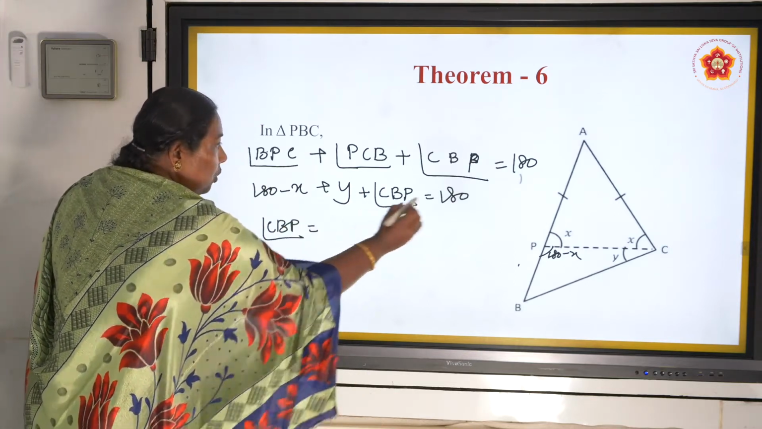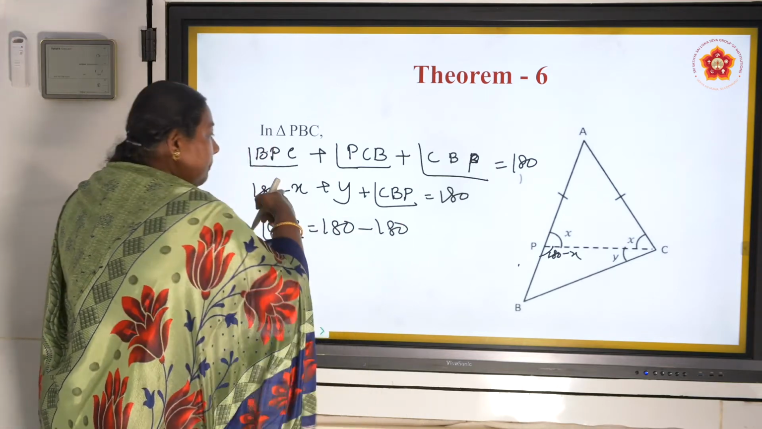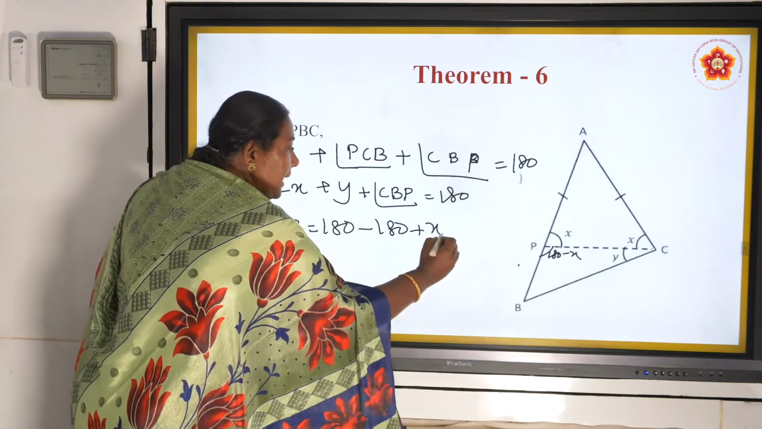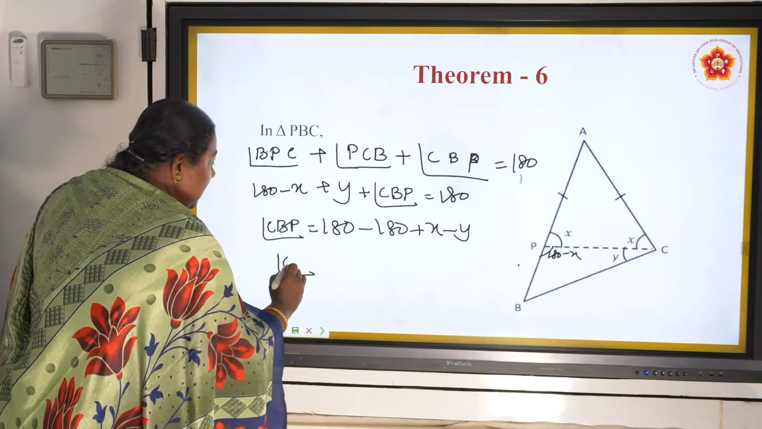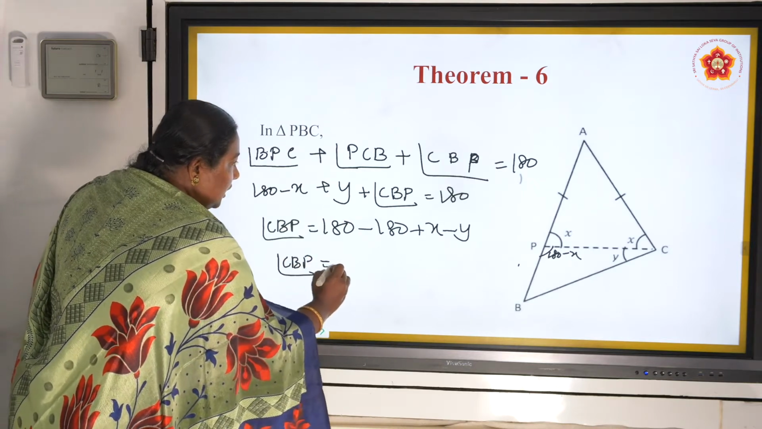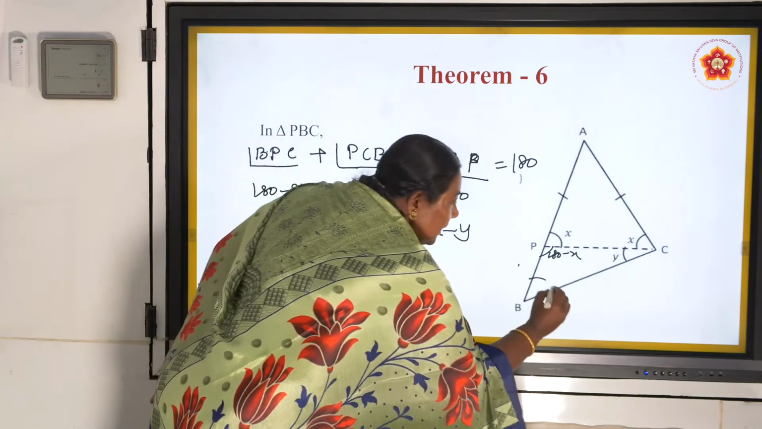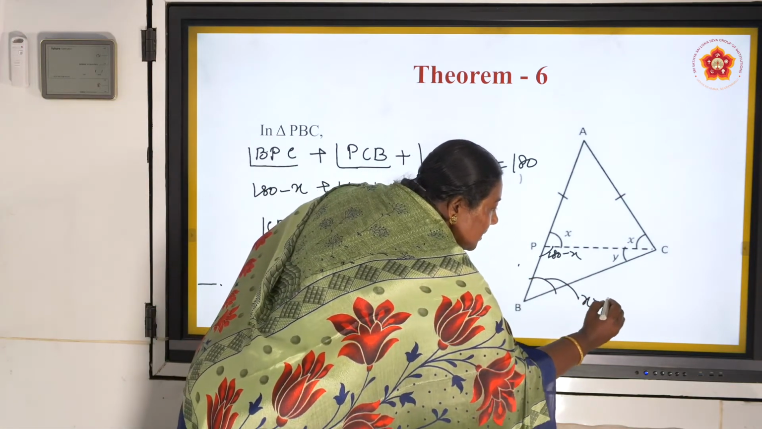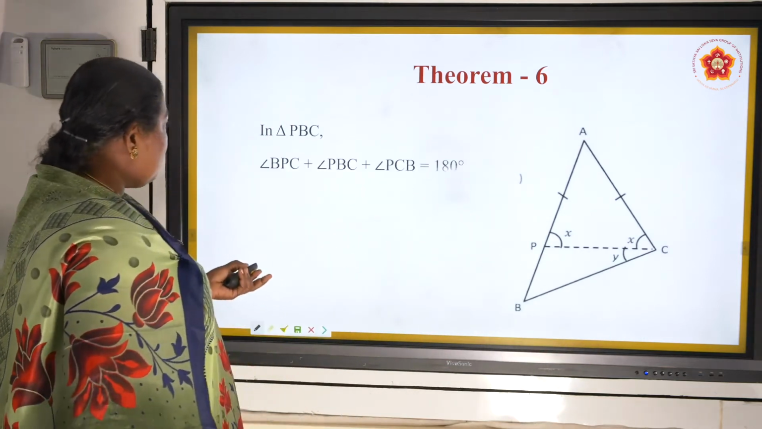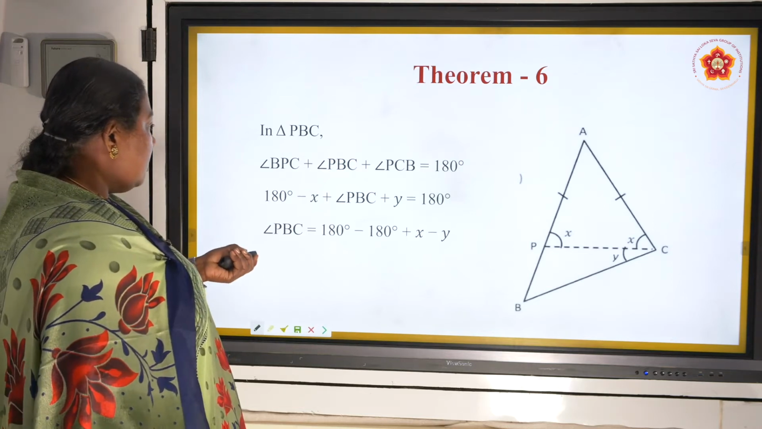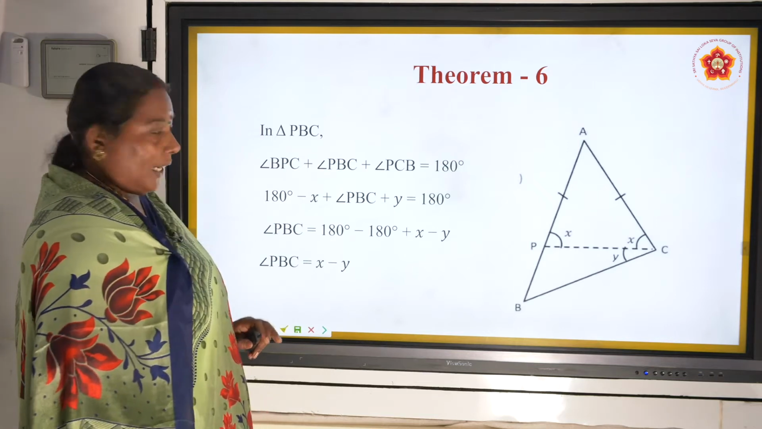CBP is equal to 180 minus (180 minus X), so that becomes plus X, plus Y becomes minus Y. It reaches CBP is equal to X minus Y. That means this angle is equal to X minus Y. Okay, so that is the proof we have here. You can see it.